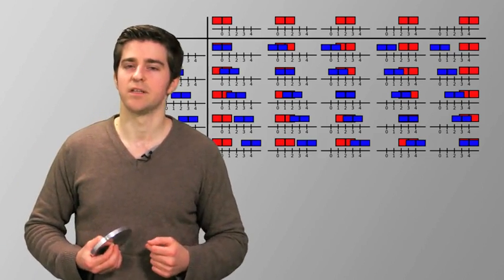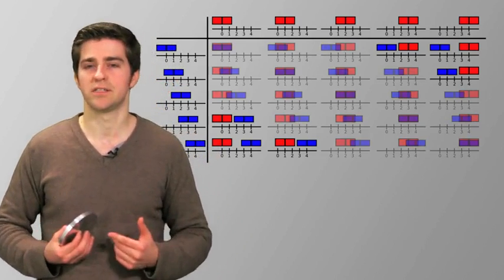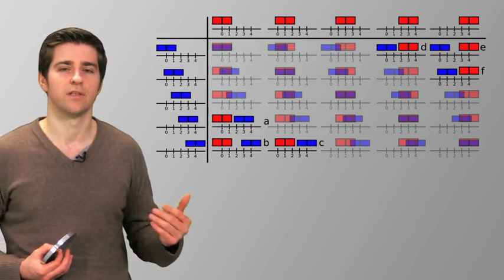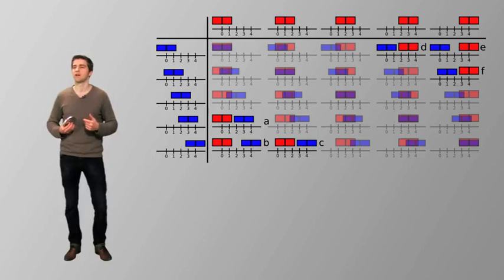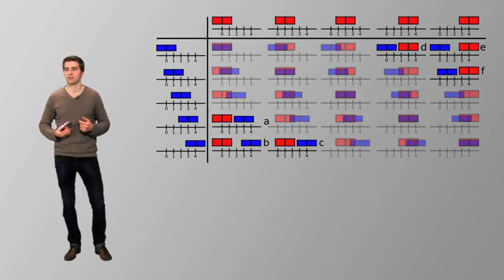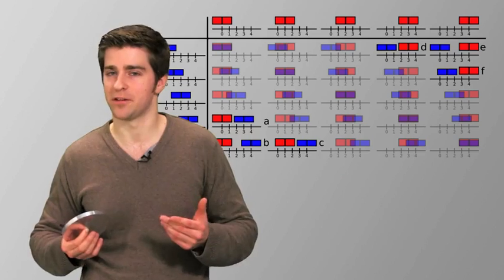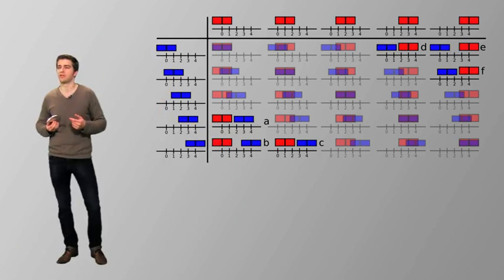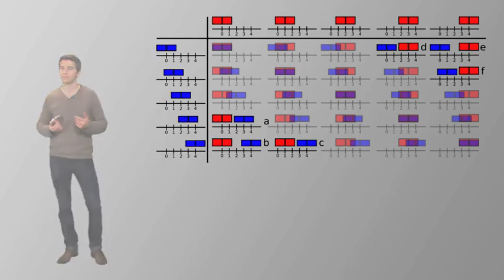The answer is 6, as only the 6 configurations A, B, C, D, E and F that we discovered earlier survive the tabula rasa wipeout. Question 3. What is the probability of the legal configurations A to F?